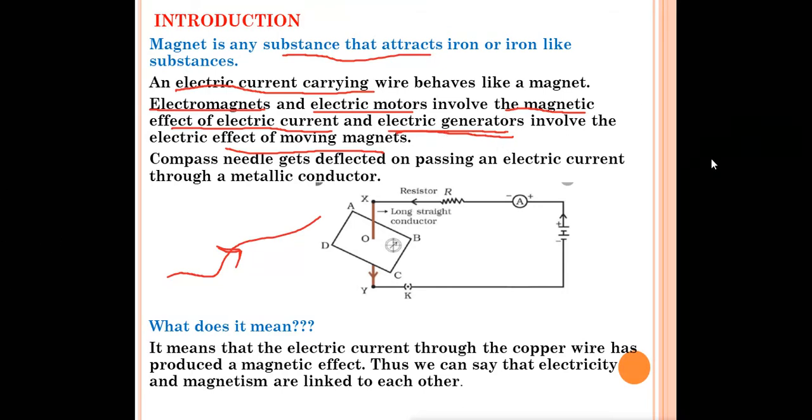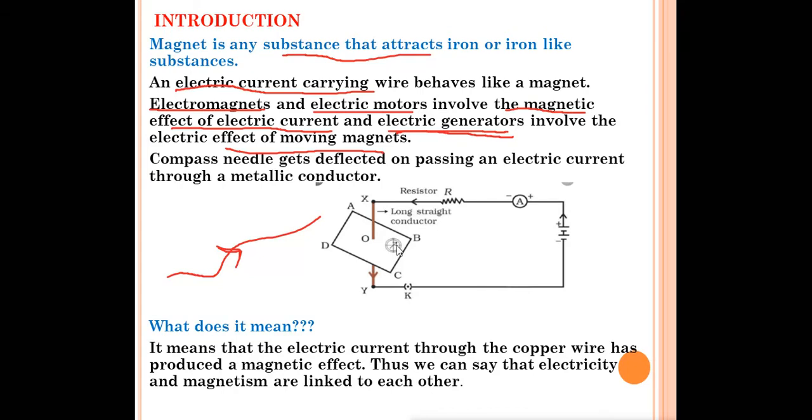Now one experiment is given in your textbook. The compass needle gets deflected on passing an electric current through a metallic conductor. See, this is the compass needle and this is your wire. In this, one resistor, a meter, a battery, and one key are there. When electric current will pass through this wire, what will happen? The compass needle will get deflected.